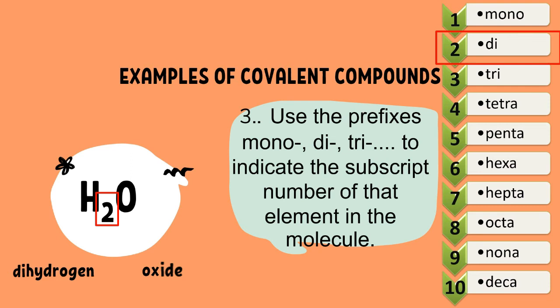We have 2 hydrogen. Now, what about the oxygen? For the oxygen, we have 1. So we still need to use a prefix for the oxygen because it is considered as 1 oxygen, although there's no number 1 as a subscript, but we still need to use a prefix of mono. So we're going to put this in front or in the beginning of oxide. So it will become monoxide. Okay? So this compound is called dihydrogen monoxide.